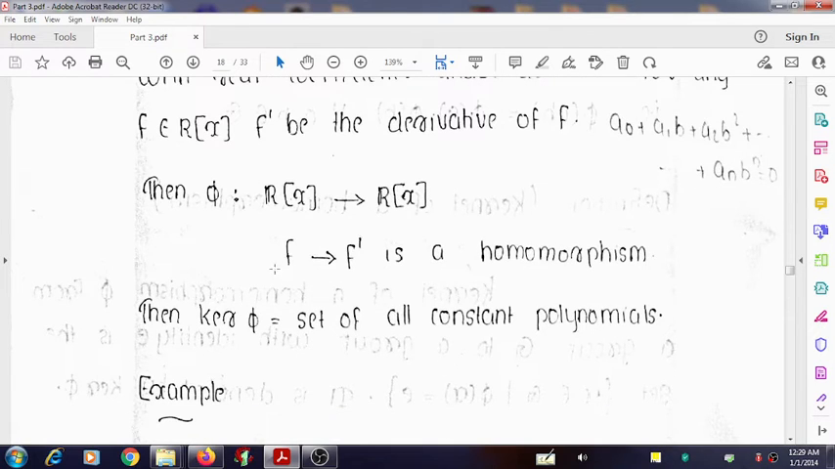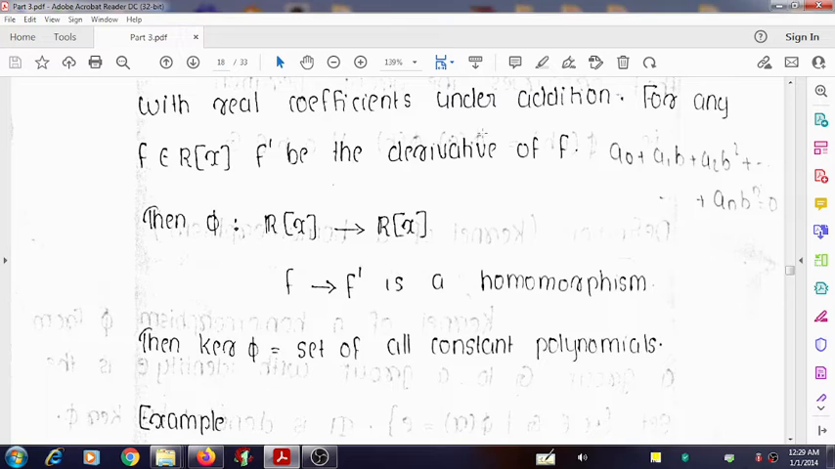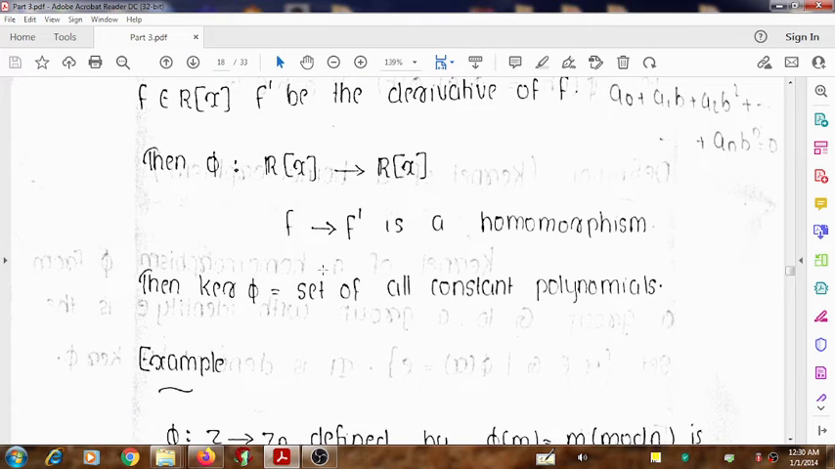It's because, for phi of f and g, if f and g are two functions, here addition is the operation. Therefore, f plus g is a new function, and then phi of f plus g equals f' plus g', that is equal to phi f plus phi g. Okay, so it's a homomorphism.